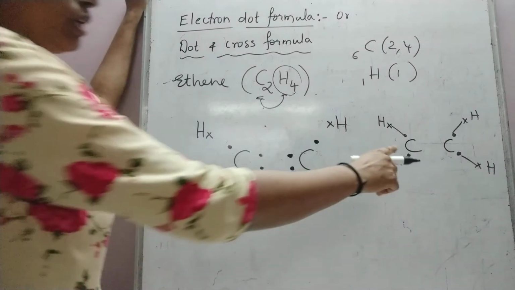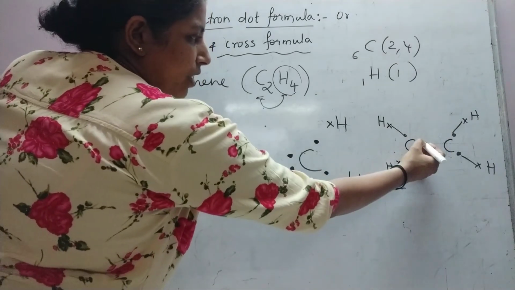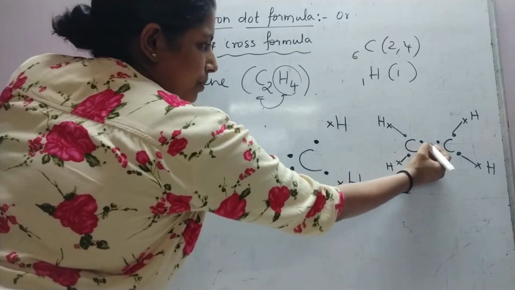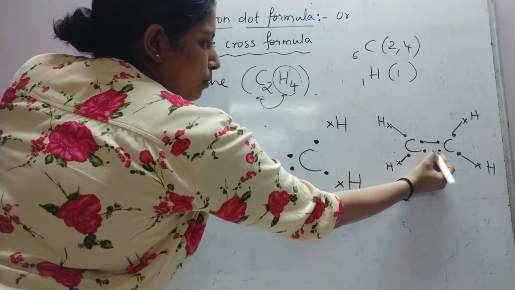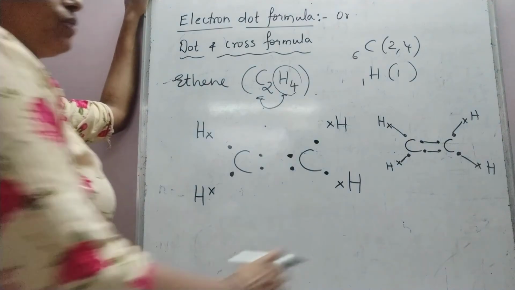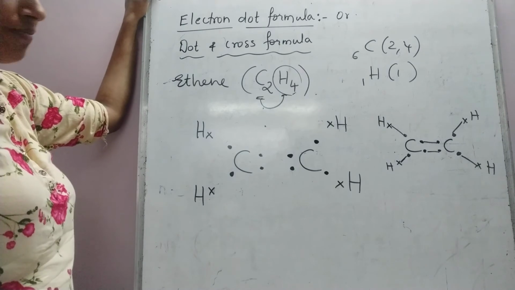Coming back to our covalently bonded compound, all these are covalent bonds. 2 electrons of carbon and 2 electrons of the other carbon: these 2 electrons form one bond, and these 2 electrons form another. So this will be the structure in which you can see all the bonds.